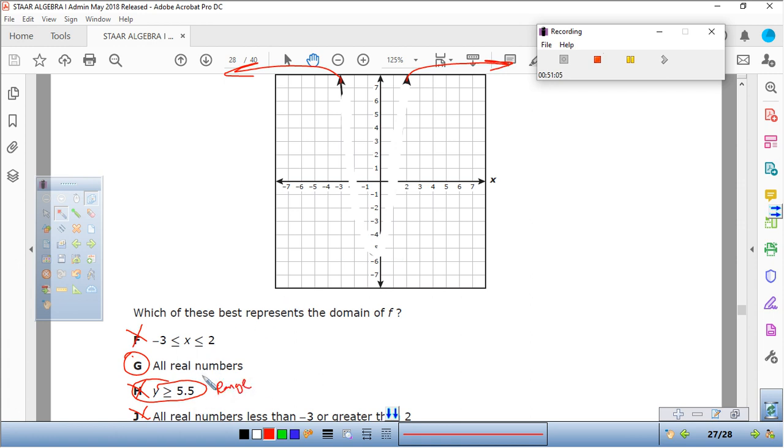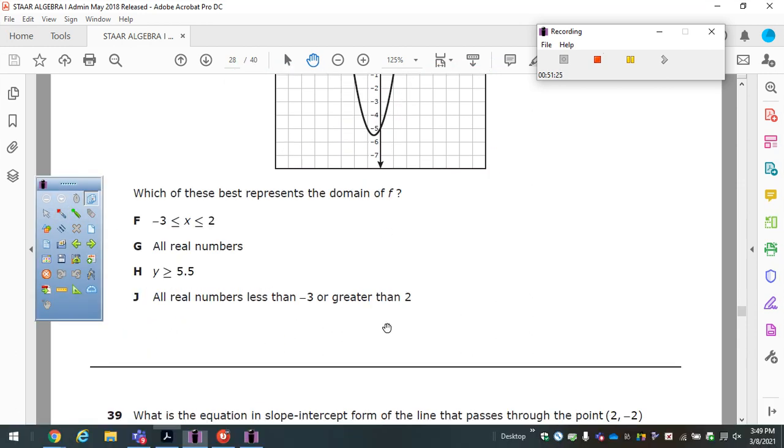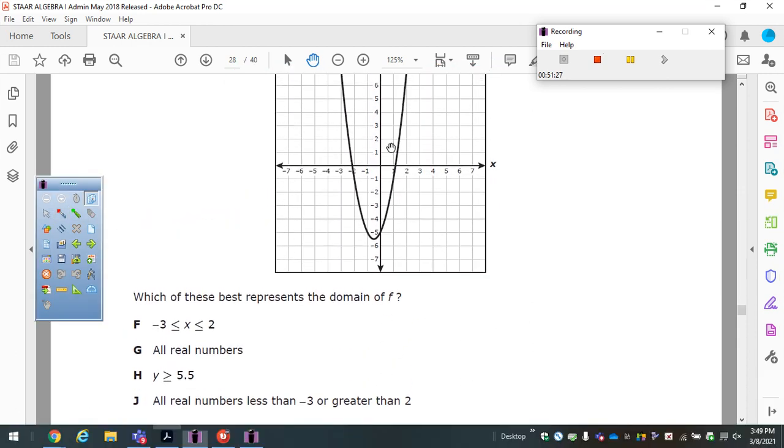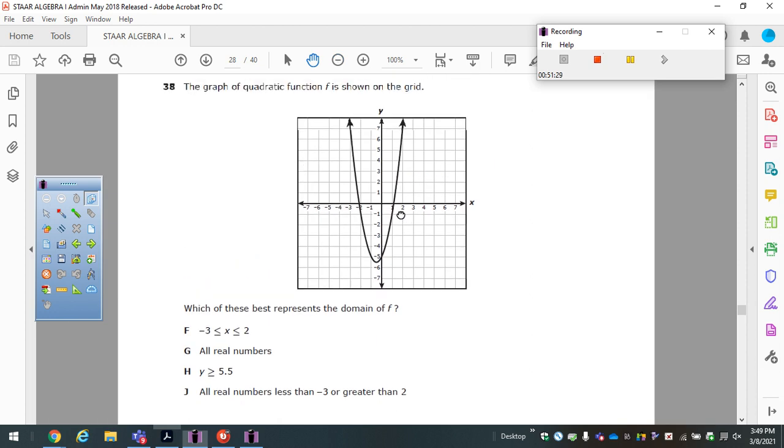Just FYI, this is your range. Oh, wait, that's not even right. There's a negative. From -5.5 going up this way, that would be your range. Because it says here, what I put here, that all the y values are greater than or equal to negative 5.5. Question on that one, guys. I talked about that one a lot. Those are pretty easy.